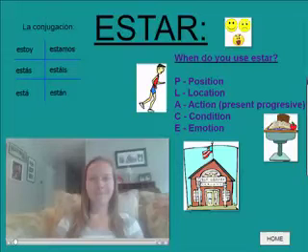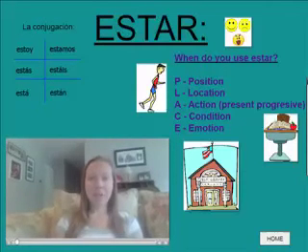La conjugación del verbo estar. Yo estoy. Tú estás. Él, ella, usted está. Nosotros estamos. Vosotros estáis. Ellos, ellas, ustedes están.